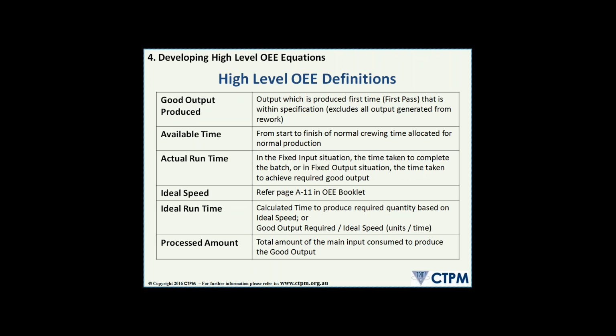The key to OEE is to have very clear definitions. I've just put in here the definitions to support the high-level equation. So what's the definition for good output? What's the definition for available time? What's the definition for actual time? Ideal speed, I won't go into that today. We talk about that in a lot of our training. It's in that paper about OEE, the most misused and abused indicator. It's also in an OEE booklet that we use for training everyone on, which I'll talk about shortly. We have ideal runtime and processed amount. So very important if you're doing OEE measurement that you have very clear definitions that everyone follows.